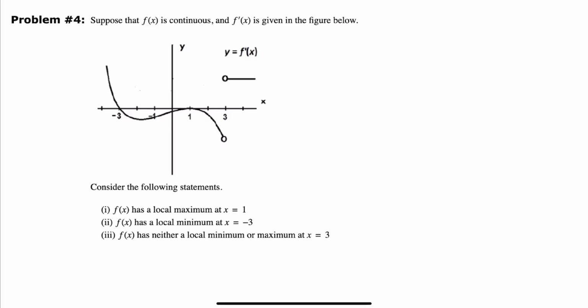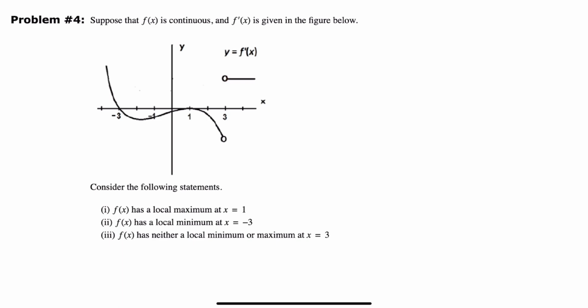In this question, we're told that f of x is continuous, and we're given the graph of the derivative below. In this graph, we see 4 different intervals. We have an interval from negative infinity all the way to negative 3. Then we have from negative 3 to positive 1. Then from positive 1 to positive 3. And then from positive 3 to infinity.